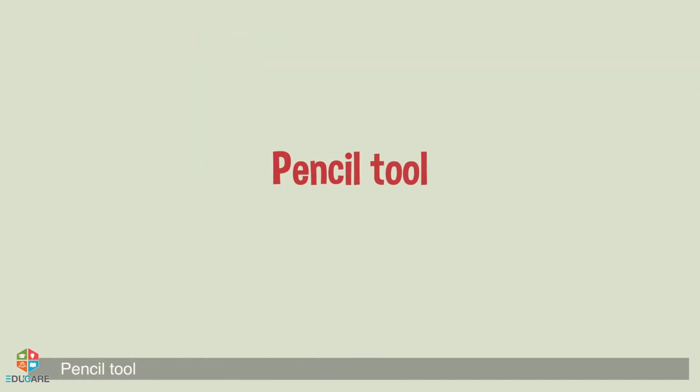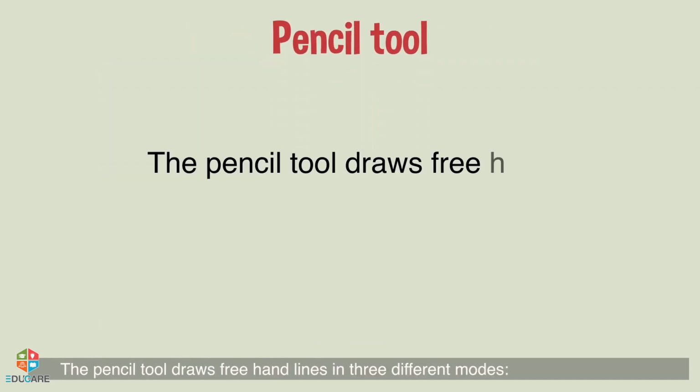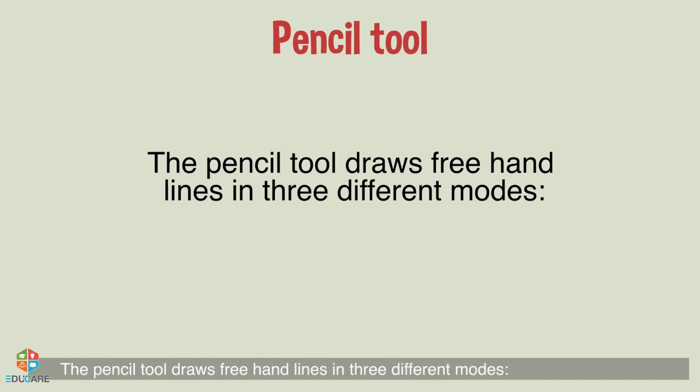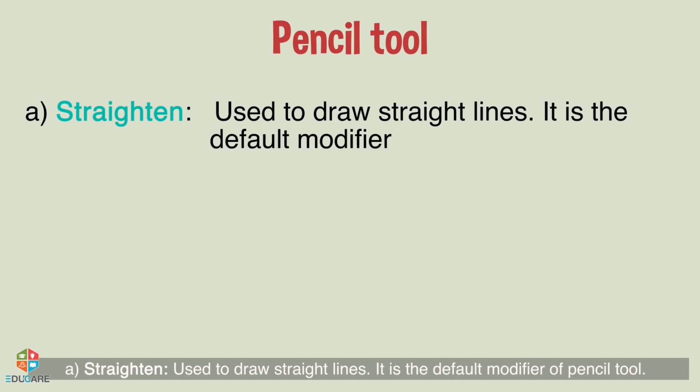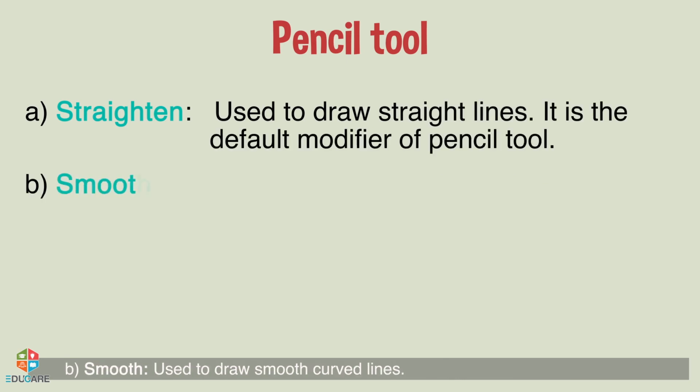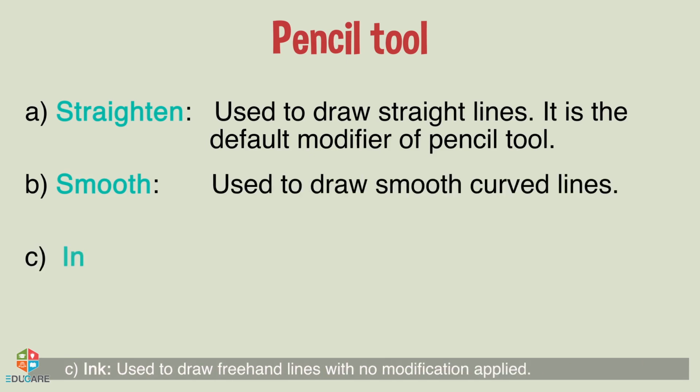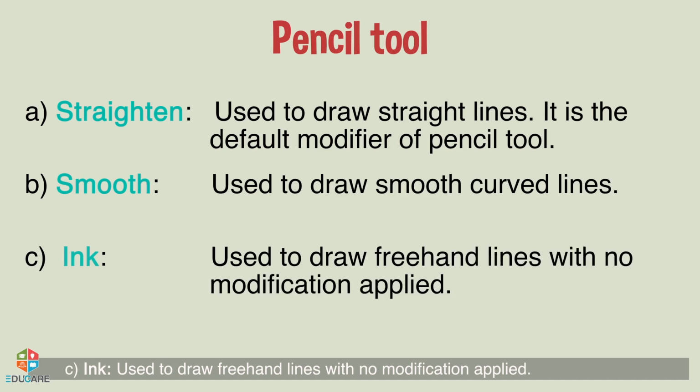Pencil tool. The pencil tool draws freehand lines in 3 different modes. Straighten, used to draw straight lines. It is the default modifier of pencil tool. Smooth, used to draw smooth curved lines. Ink, used to draw freehand lines with no modification applied.